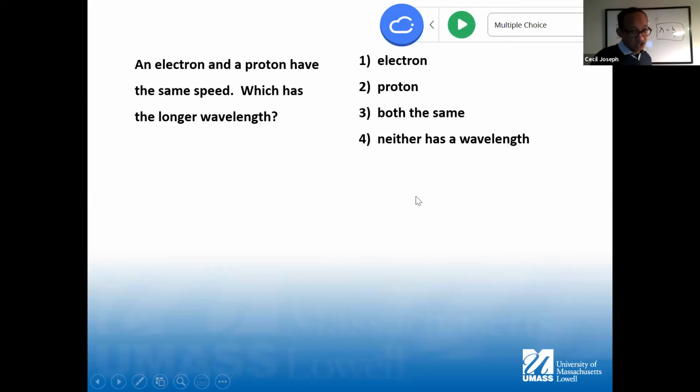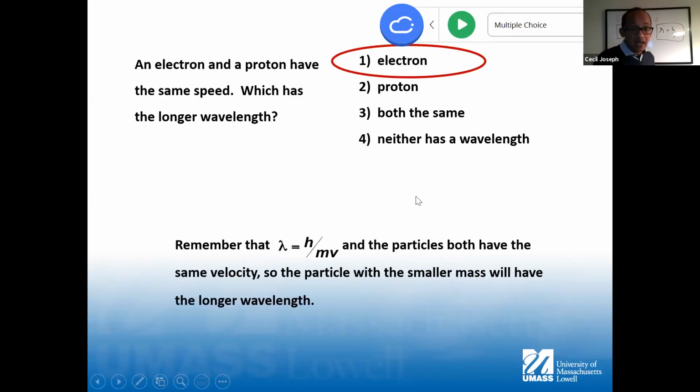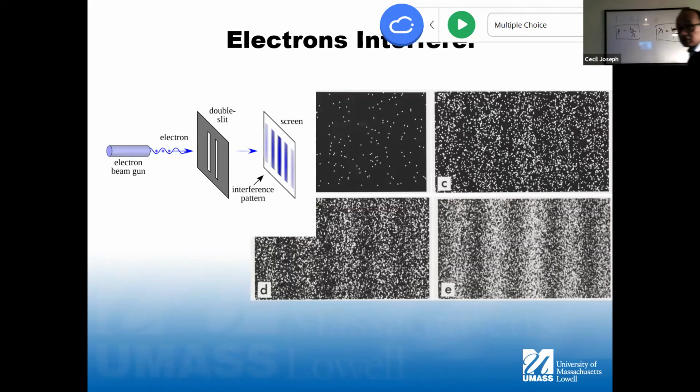Electrons actually do have a larger wavelength, and electrons interfere, which is this. So if you take a bunch of electrons and you do a double slit experiment, they behave like this. These are the results of a double slit experiment on electrons, and you can see interference lines. So electrons interfere, not like particles, as long as these slits are of the order of the wavelength.